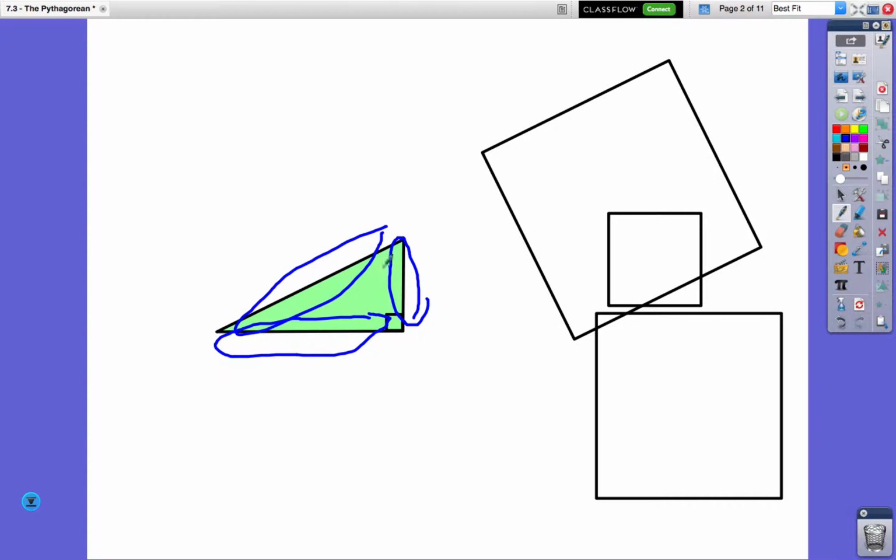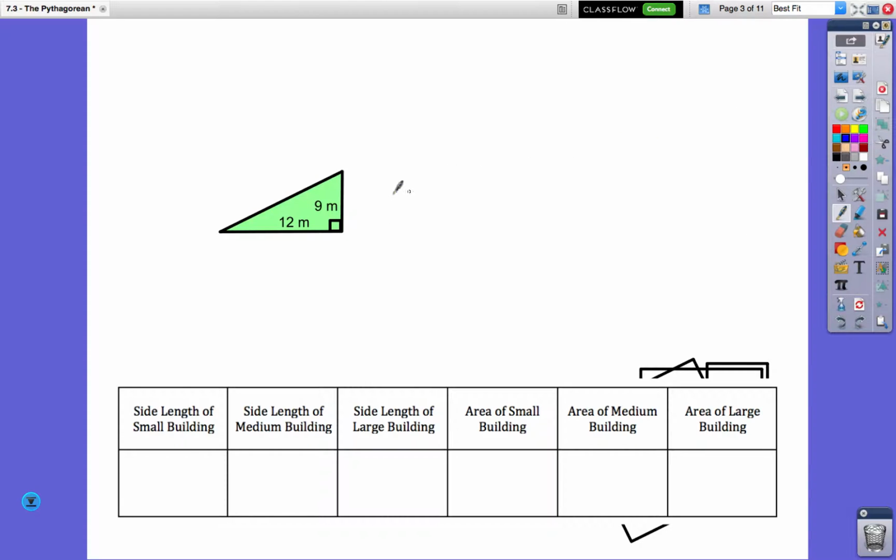And in class we came up with a lot of conclusions, so we're going to talk about those conclusions. Let's redraw this triangle and put in some measurements. This might have been one of the proposed blueprints that one of your groups worked on. So 9 meters by 12 meters.